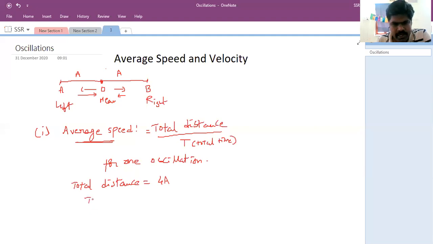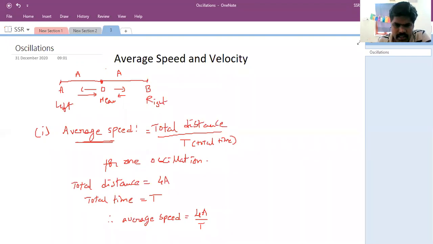And the total time is the time period, capital T, for one oscillation. Then we can write the average speed. Therefore, average speed is equal to total distance, 4 times A, by total time, capital T. Okay, 4A by T. Now, this is the answer.